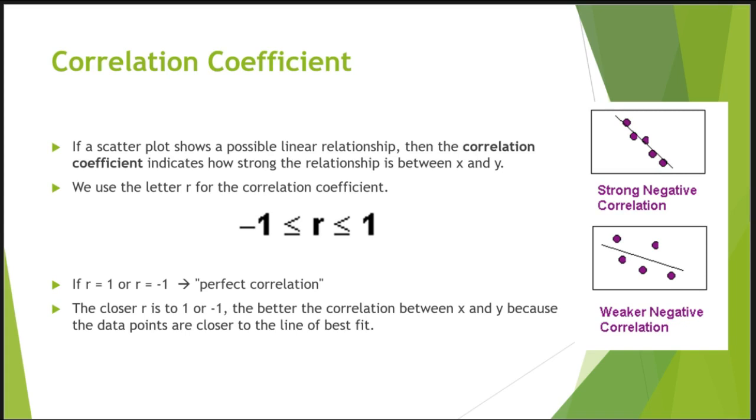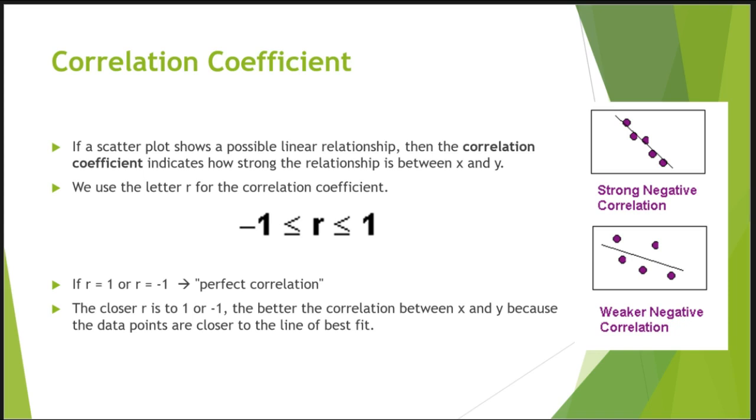If a scatter plot shows a possible linear relationship, then the correlation coefficient indicates how strong the relationship is between x and y. We use the letter R for the correlation coefficient. If R equals 1 or R equals -1, there is perfect correlation. This means that the points are already in a straight line. In the real world, perfect correlation is very unlikely to happen. The closer R is to 1 or -1, the better the correlation between x and y, because the data points are closer to the line of best fit.